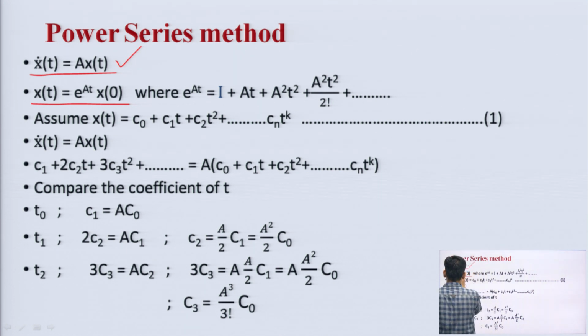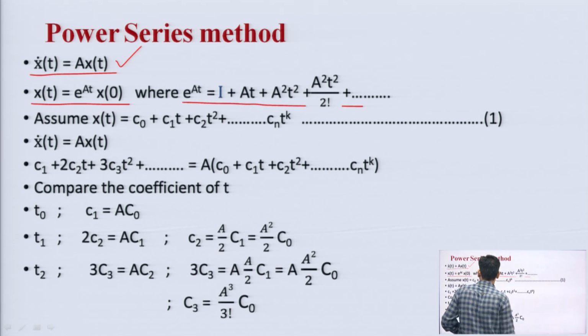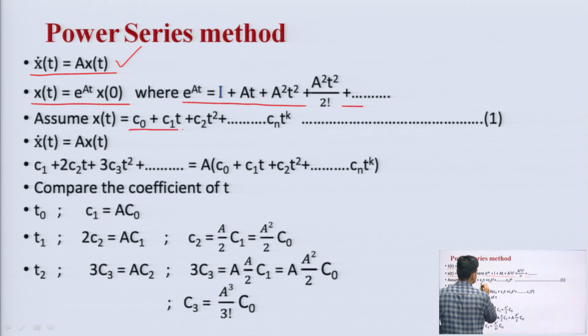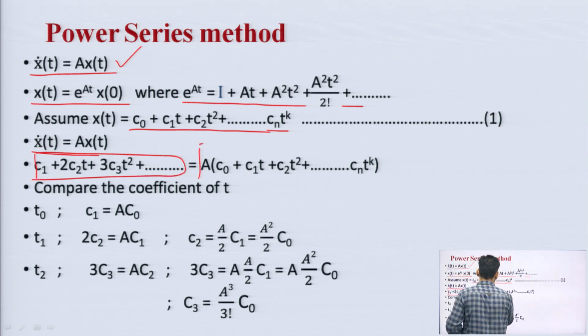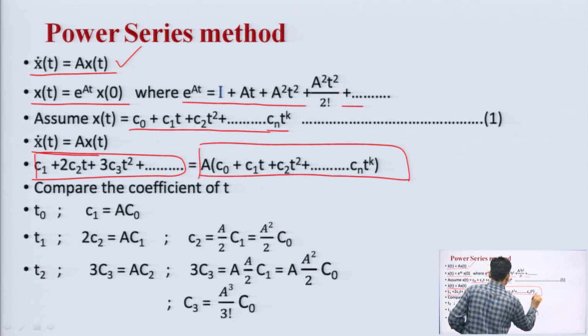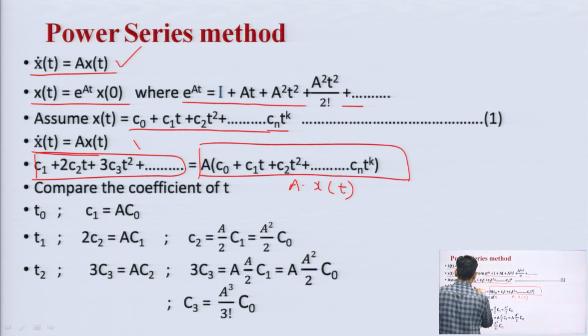Further, if I simplify it, x t equal to e raised to A t times x 0, where e raised to A t is given by the expansion we discussed in the previous lecture. So, I am assuming that this x t is equal to this expression, c 0 plus c 1 t plus c 2 t square plus up to c n t raised to power k. So, x dot t is A times x t, and this one is x dot t.